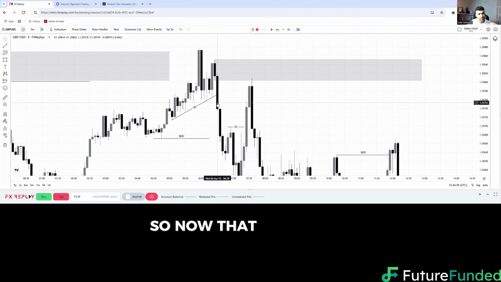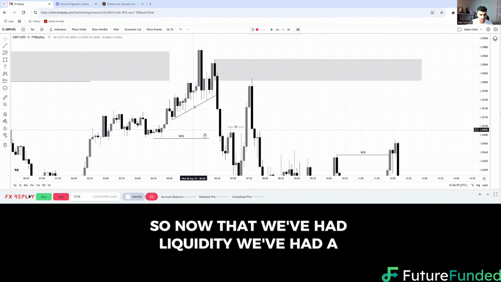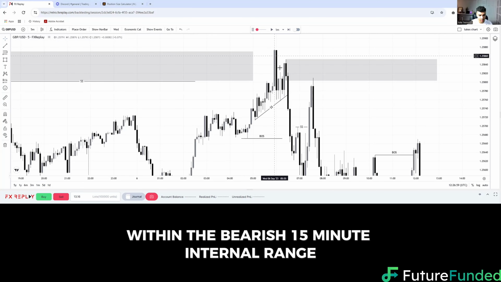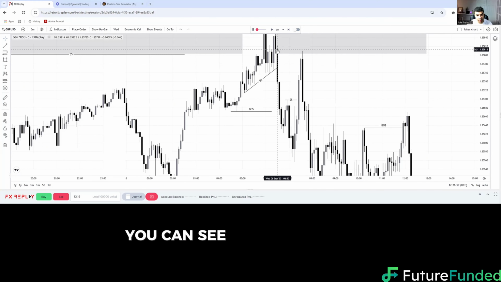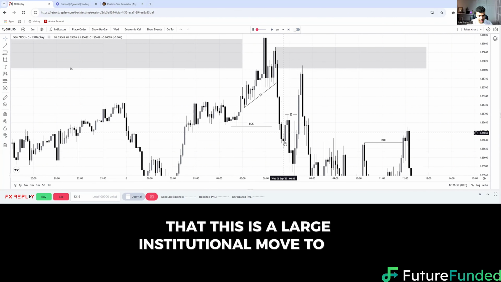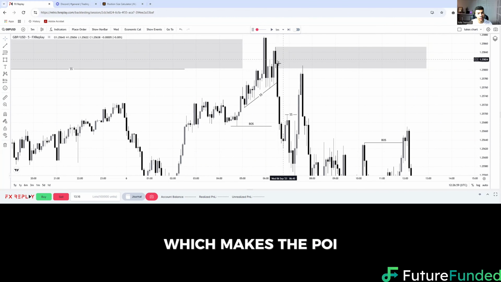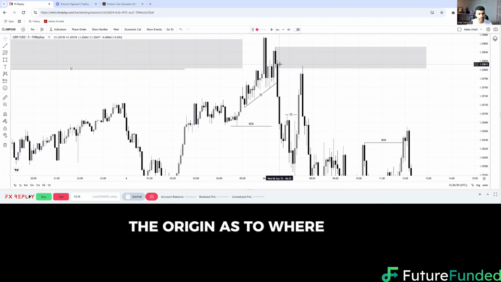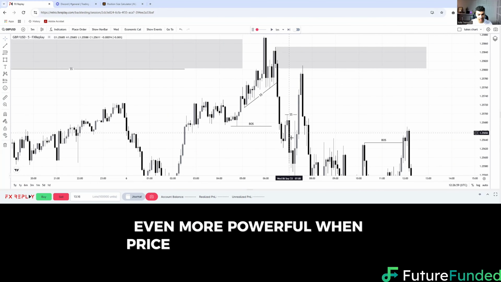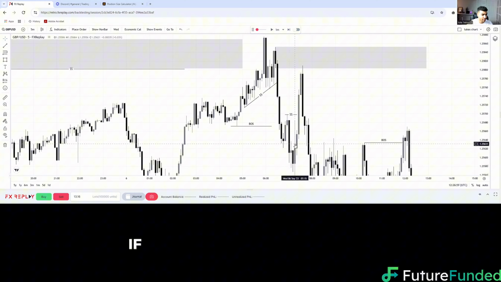So now that we've had liquidity, we've had a break of structure, we have had a sweep of that point of interest within the bearish 15-minute internal range. You can see by the volume of these candles that this is a large institutional move to the downside, which makes the POI, the origin as to where they entered the position in the first place, even more powerful when price eventually comes back to it, if it comes back to it.